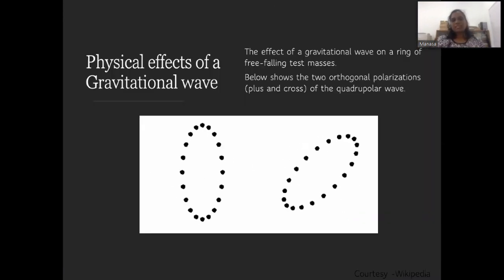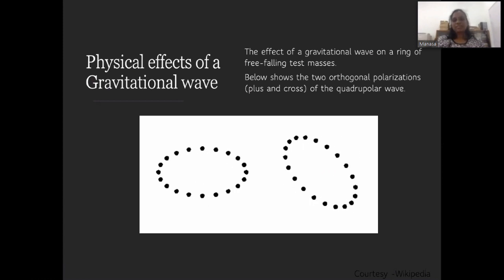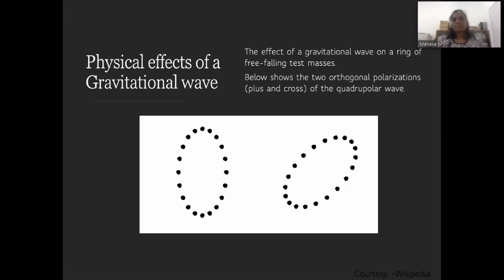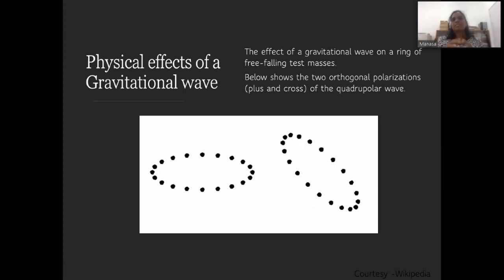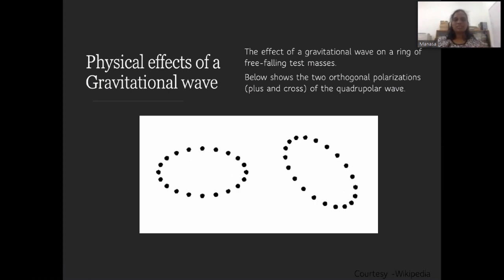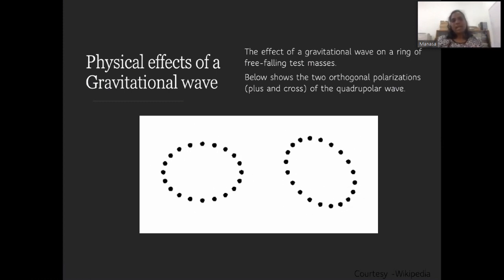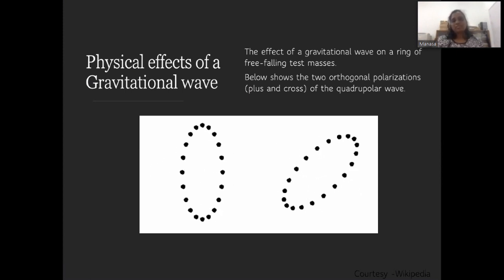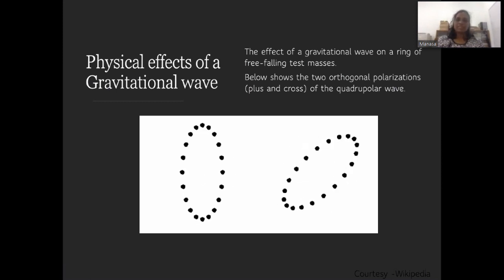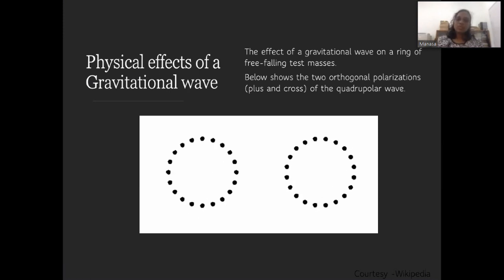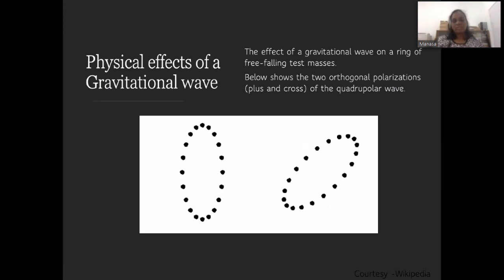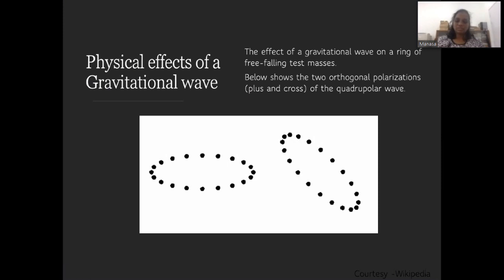If you want to build a detector to detect a gravitational wave, it's important that we understand the physical effects of a gravitational wave. So what we would start doing is consider a ring of freely falling test masses and look at how it reacts to a gravitational wave propagating through it. As you can see, when a gravitational wave moves across a ring of freely falling test masses, the ring gets stretched and squeezed, and the way it gets stretched and squeezed depends on the polarization of the gravitational wave that propagates through it.